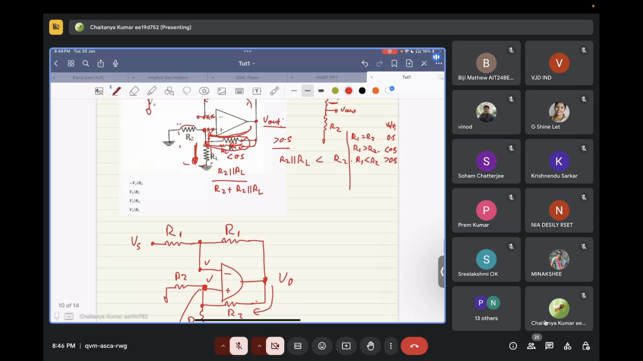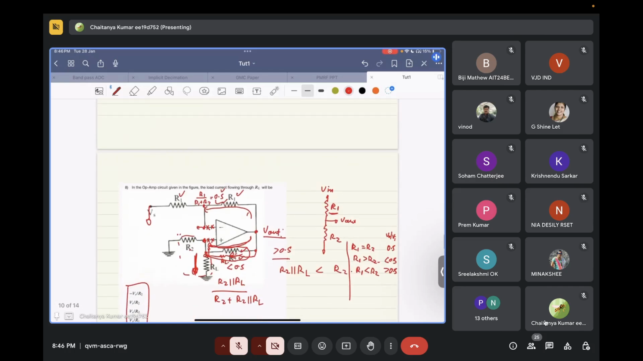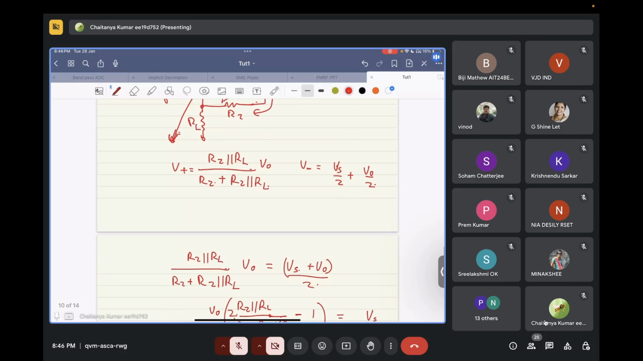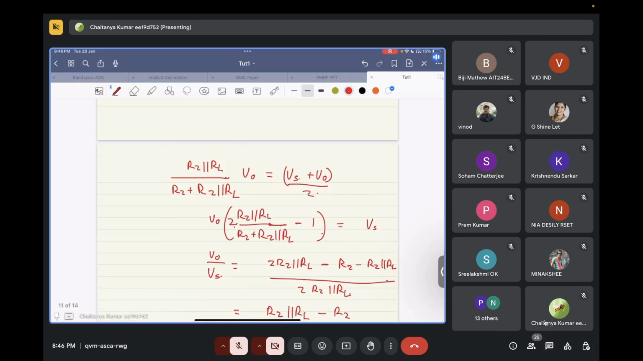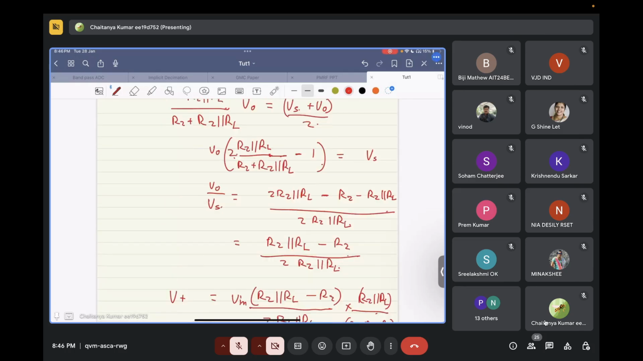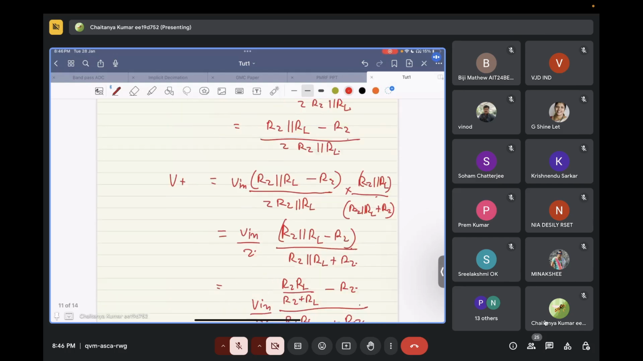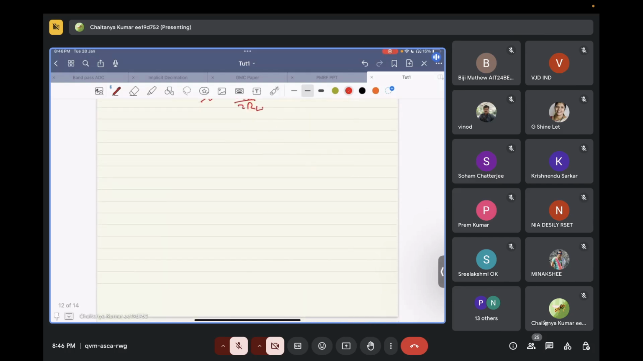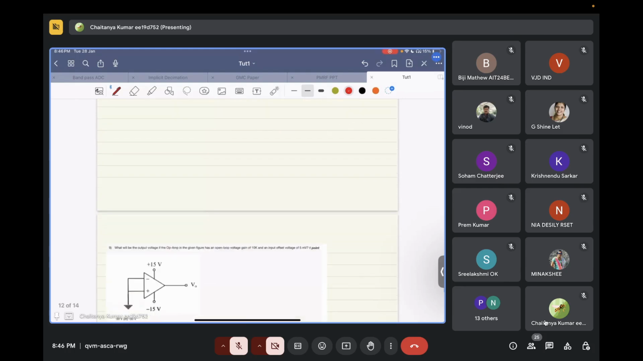So the options didn't have this. The options were incorrect, I suppose. But yeah, is this calculation clear to everyone? Okay. So please try to do it by yourself also.